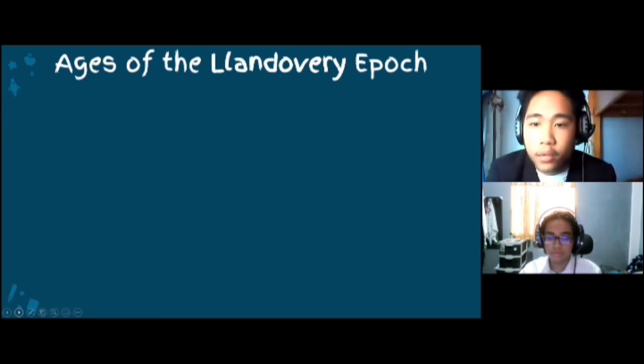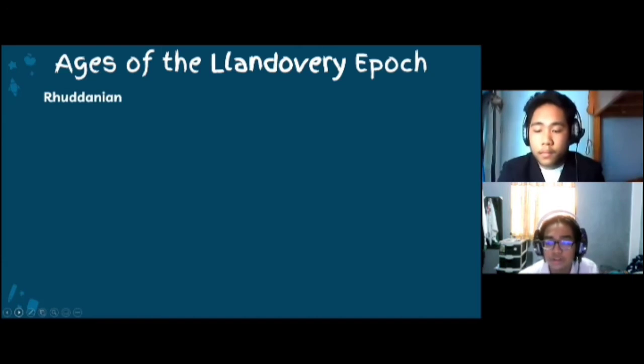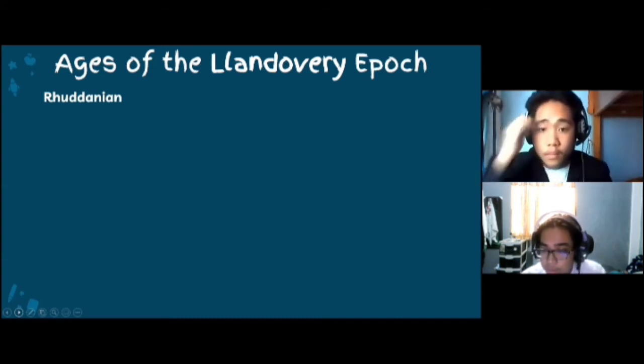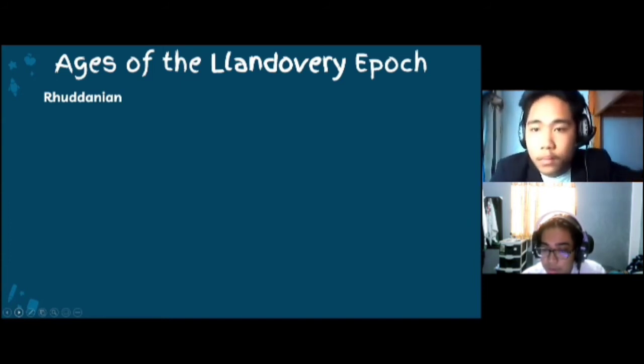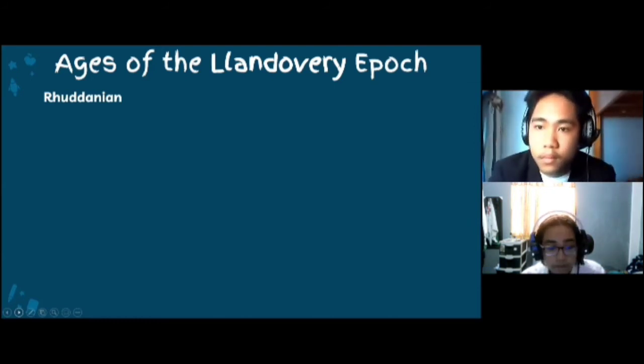Ages of the Llandovery epoch. Rhuddanian stage, first of three stages of the Llandovery series, encompassing all rocks deposited during the Rhuddanian age, over 443.4 million to 440.8 million years ago of the Silurian period. It forms the base of the Silurian system. The name of the interval is derived from the Cefn Rhuddan farm near Llandovery, Powys, Wales.